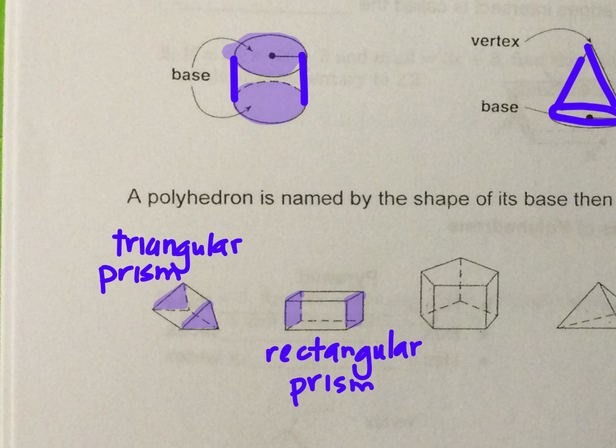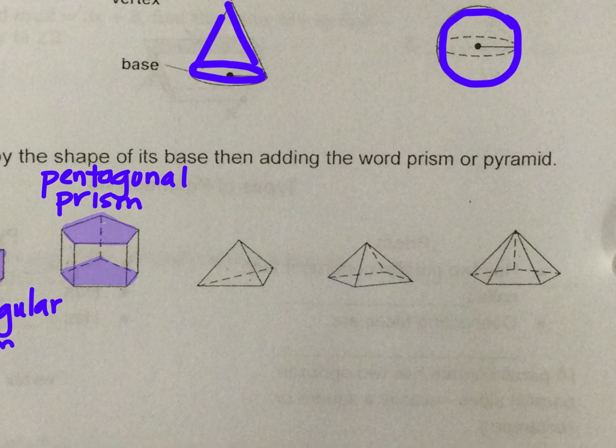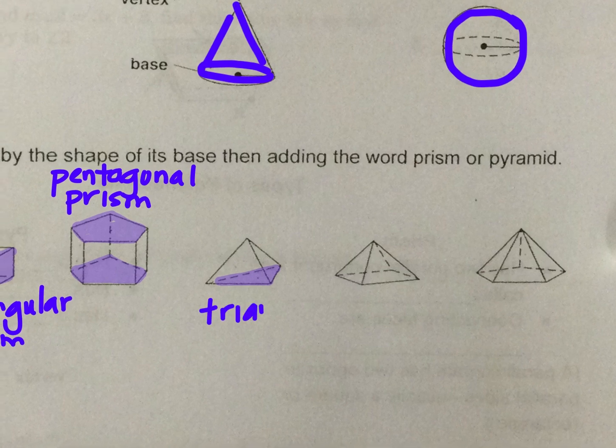The name of this next shape, well, it's got a pentagon for a bottom and a top for its bases. So I'm going to call this a pentagonal prism. So those are our three prism shapes we're focusing on. Now let's look at these pyramid shapes. Same rules apply. I look at the bottom shape. That is a triangle. So this is a triangular pyramid.